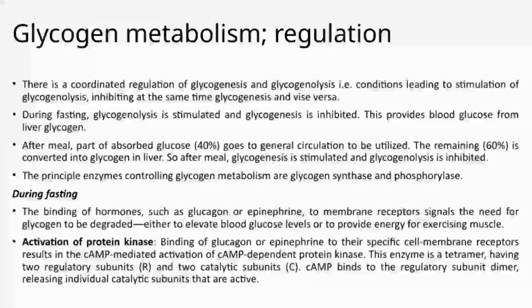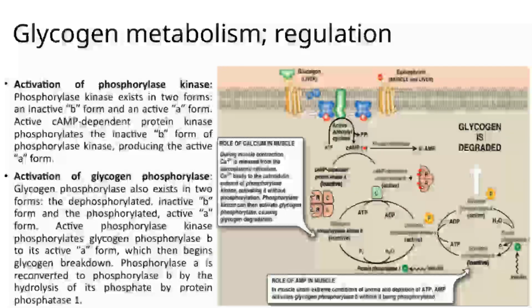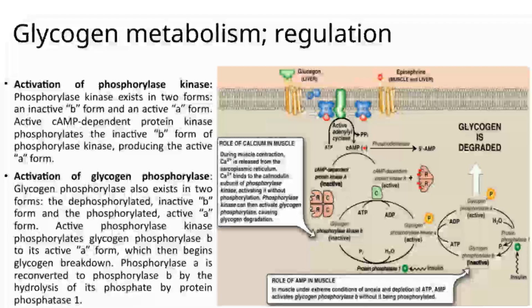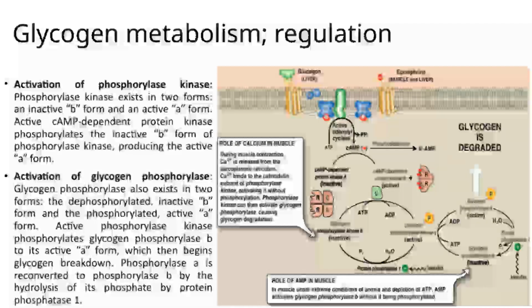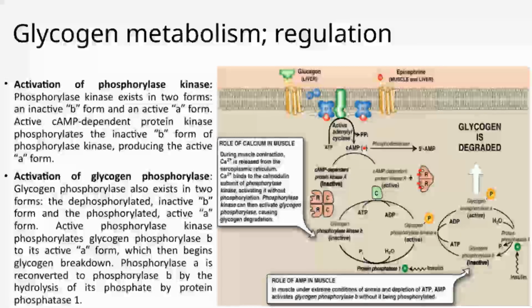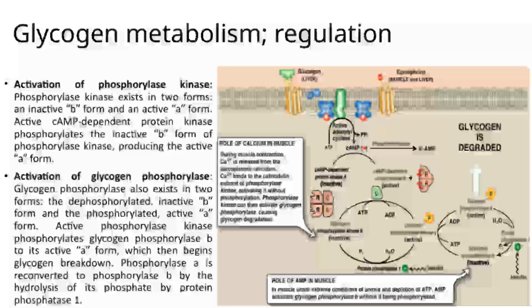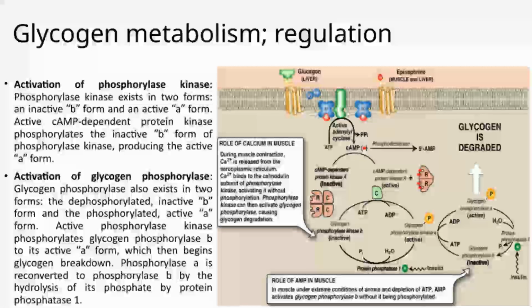So, in summary, this regulation ensures our body responds appropriately to different metabolic needs, maintaining energy balance across fasting and post-meal states. Now, let's look at how glycogen metabolism is regulated, starting with the activation of phosphorylase kinase. This enzyme has 2 forms, an inactive B form and an active A form. The transition from B to A is driven by cAMP-dependent protein kinase, which phosphorylates the inactive form, thereby activating it. This step is crucial because active phosphorylase kinase then plays its role in activating glycogen phosphorylase.